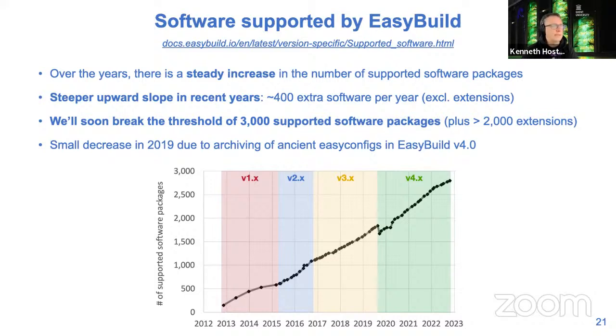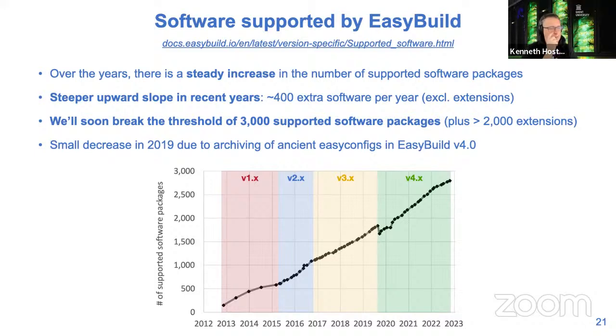And this also doesn't include what we call extensions. So things like Python packages, R libraries are usually installed as extensions to something else. So those are not included in these counts. So very soon we're going to break the threshold of over 3,000 supported software packages. And if you would count extensions, you'll have to add over 2,000 to that count. So we're going to break the 5,000 mark there in terms of different supported software projects.